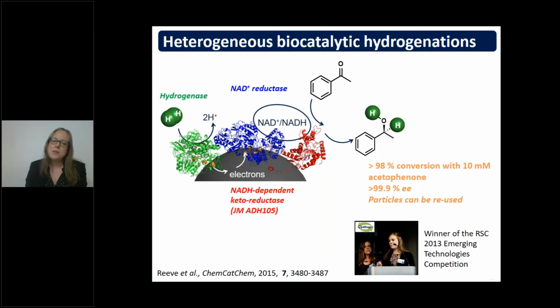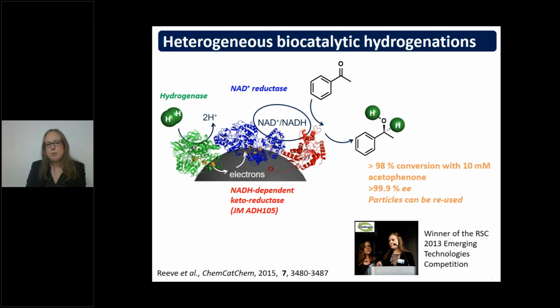So what we did was to take a hydrogenase enzyme that I introduced to you earlier and attach it onto carbon beads together with another enzyme that can reduce a biological hydride transfer cofactor, NADH, and attach onto that a third enzyme, which could be any commercial enzyme that's used for reduction of a double bond that requires NADH as the hydride transfer agent. And so with that, we were able to develop a heterogeneous biocatalytic system that really looked very much like a metal on carbon catalyst, but actually made use of biocatalytic precision.